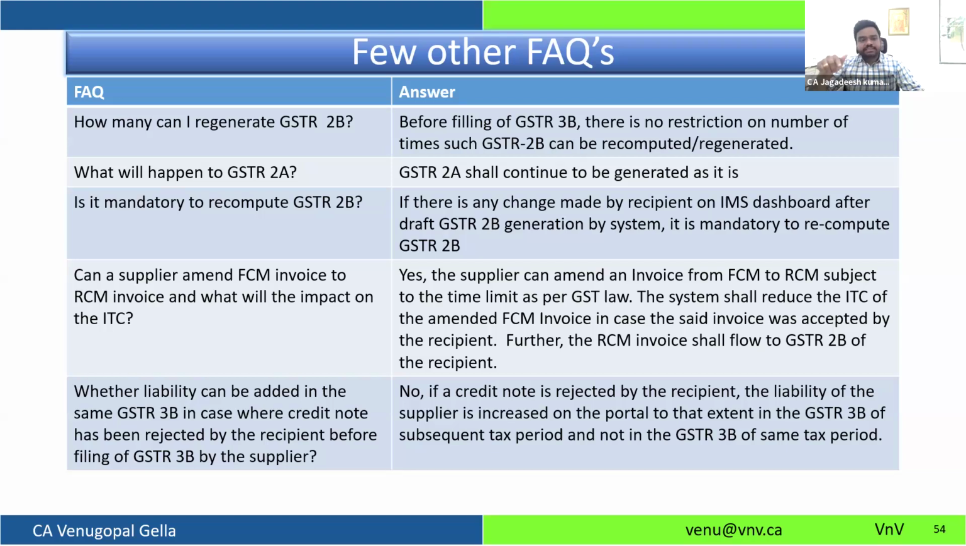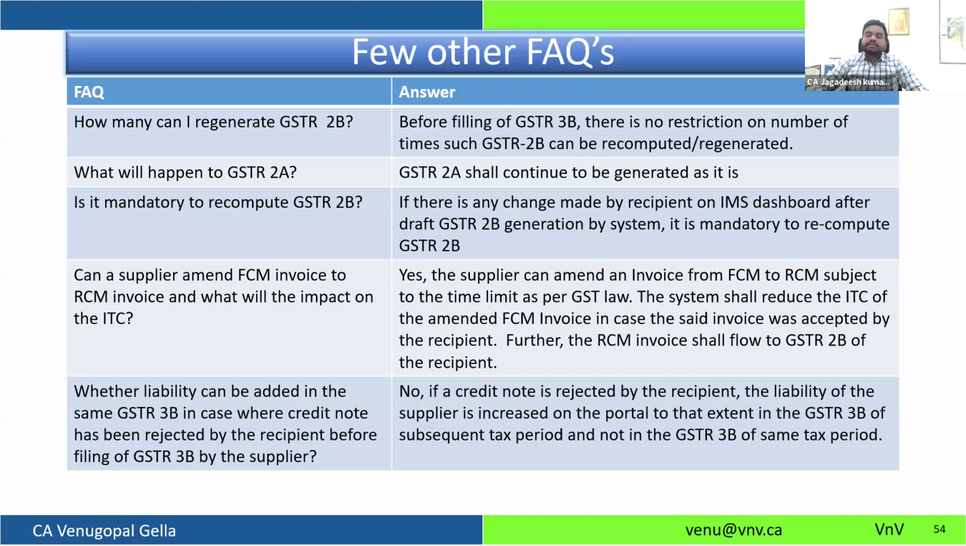Can a supplier amend a forward charge invoice to an RCM invoice, and what will be the impact on the ITC? Yes, the supplier can amend a forward charge invoice to reverse charge. In that case, as we discussed earlier, the RCM invoice will not go through the IMS, and will go directly to the GSTR 2B as a reverse charge document. So as and when my supplier amends the forward charge invoice to an RCM invoice, it will get removed from my IMS and go directly to GSTR 2B, bypassing my IMS. Hope it is clear.